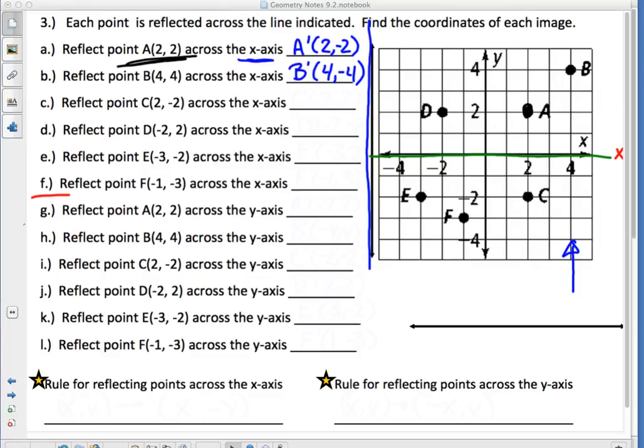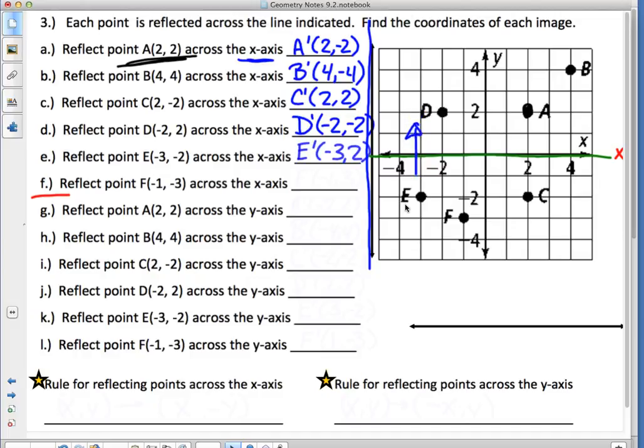Now, hopefully you're able to reflect that point C. So I've got point C at 2, negative 2. I'm going to reflect over here and it becomes 2, 2. And then I'm going to take point D, which is at negative 2, 2, and reflect it, and it becomes negative 2, negative 2. Okay, and then I'm going to take point E, which is at negative 3, negative 2, and it becomes negative 3, 2. And I'm going to take point F, negative 1, negative 3, and it becomes negative 1, positive 3 right there.